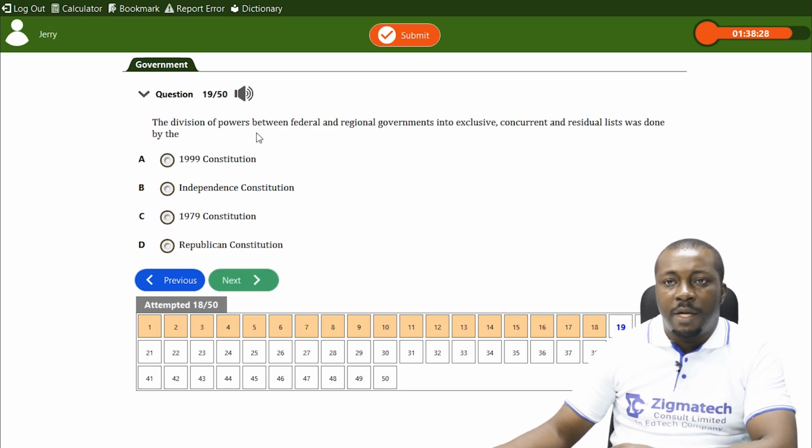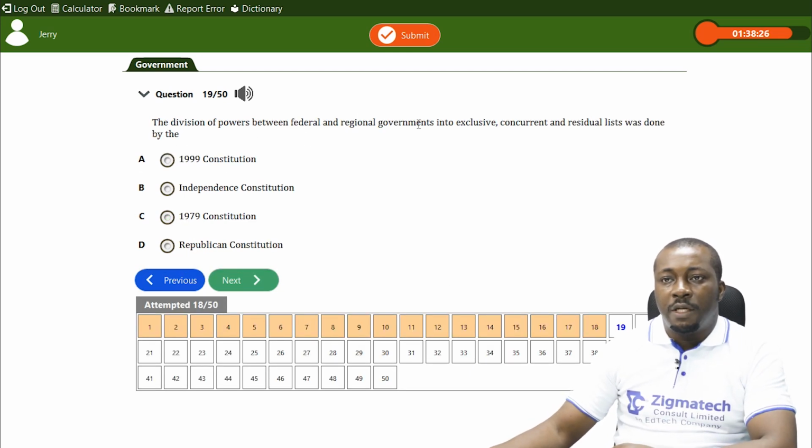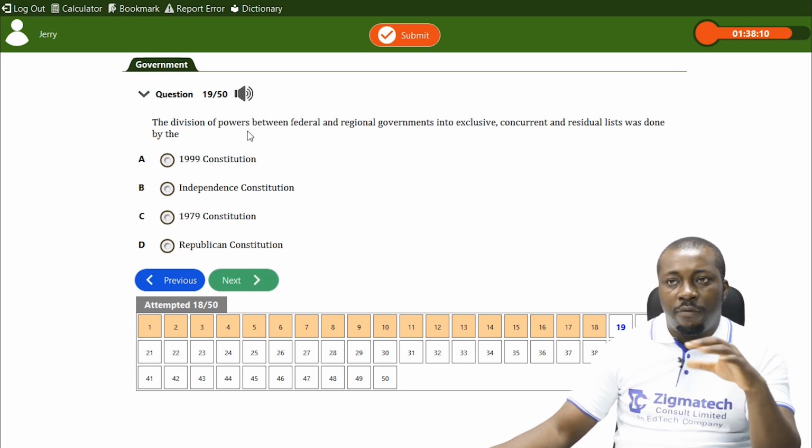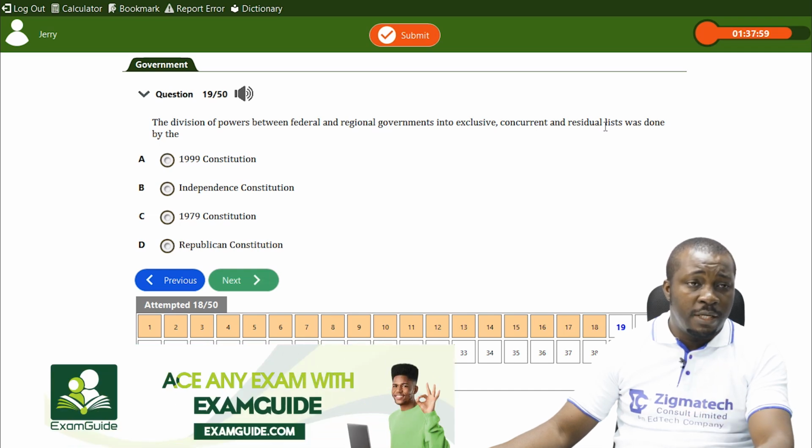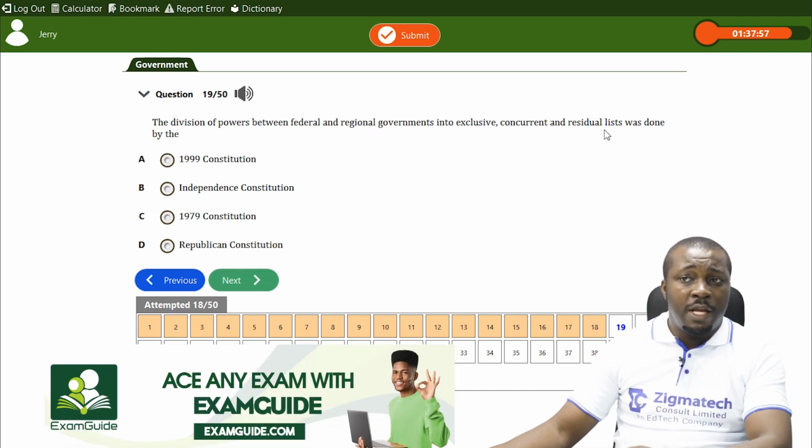Now, the division of powers between the federal and regional government into exclusive, concurrent, and residual lists was done by which of the following? Of course, you know that in a federal government, powers are divided between the central government and the component units. And it is divided into what we call the exclusive list, which only the federal government can handle. Concurrent, that's issues that both the federal government and the state government can handle. Residual list, which the component units, that's the regions or states, exclusively handle.